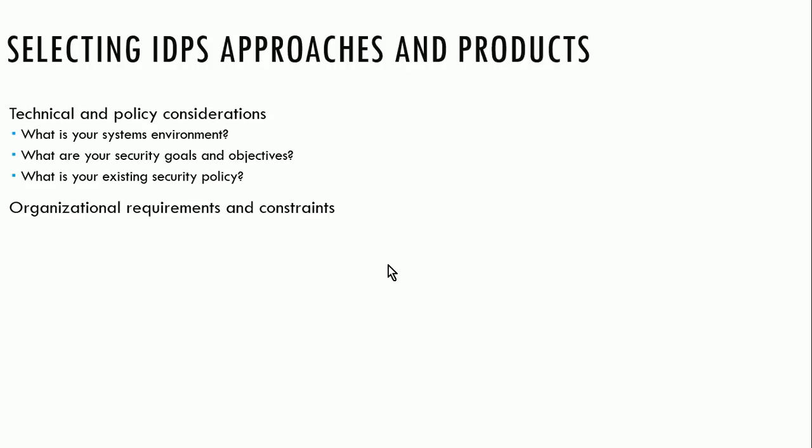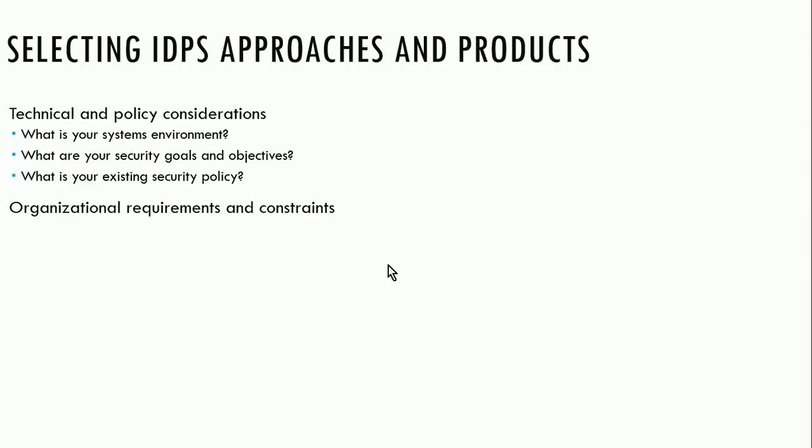All right, so selecting an IDS, technical and policy considerations. What is your system environment, security goals and objectives, existing security policy? So you want to make sure that the IDS that you choose is going to support your security policy. Again, we always start with the policy, right? We don't take the technology that's available to us within our budget and say, okay, that's how we're going to design our policy. It's better to come up with your policy first and then try to find a way to design to enforce that policy.